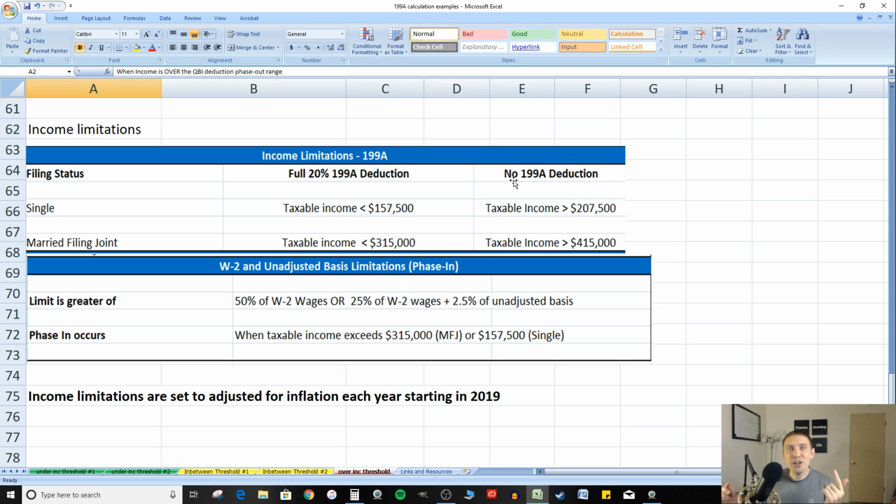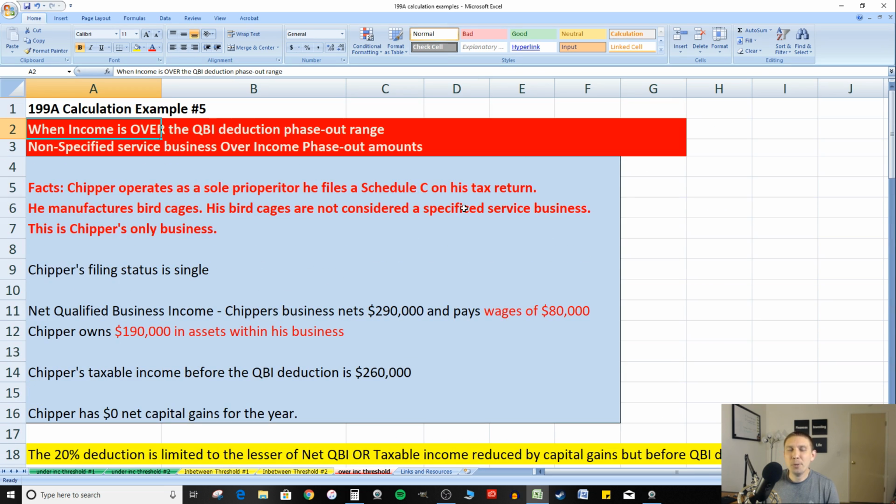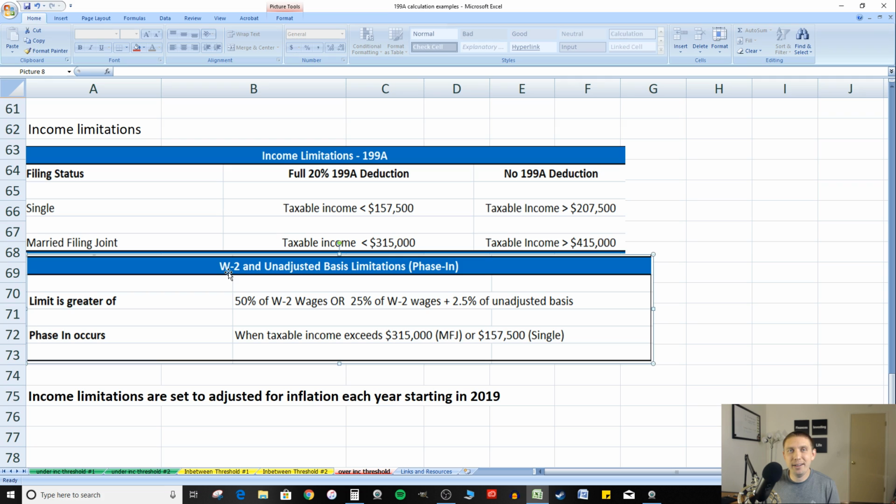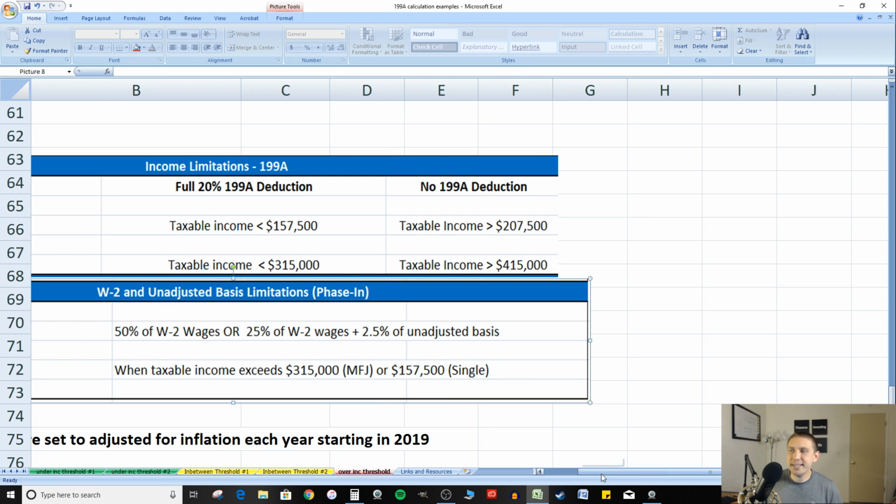But because they're not in a specified service trade or business, because in this example, Chipper is, once again, a manufacturer. Chipper operates as a sole proprietor. He files a Schedule C on his tax return. He manufactures bird cages. Once again, his bird cages are not considered a specified service trade or business. And this is Chipper's only business. So let's come back down here. Because Chipper's not in a specified service business, he gets to apply some other rules that might allow him to take the deduction. So now we're looking at this box right here, where it says W-2 and unadjusted basis limitations phase in. So let me zoom in on this a little bit so you guys can see that.